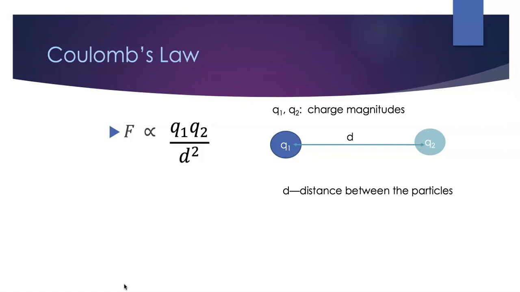And we're going to leave it as a proportionality because we're not doing calculations here. But if you knew the proportionality constant, you could, of course, do the calculations. But the proportionality constant depends on the nature of the interacting medium, and that depends on what particles are interacting. And so we really want to focus on what this means and not so much the numbers.